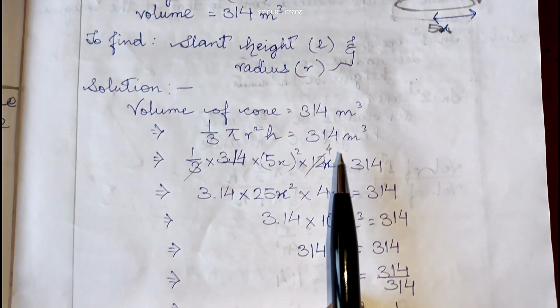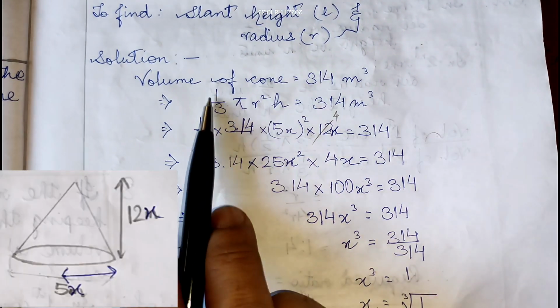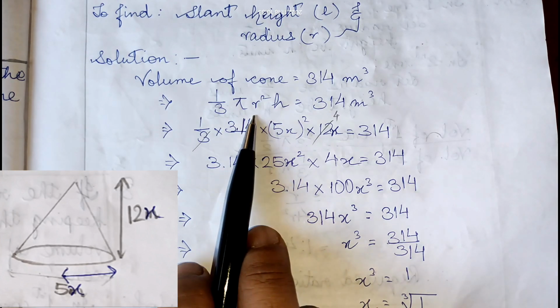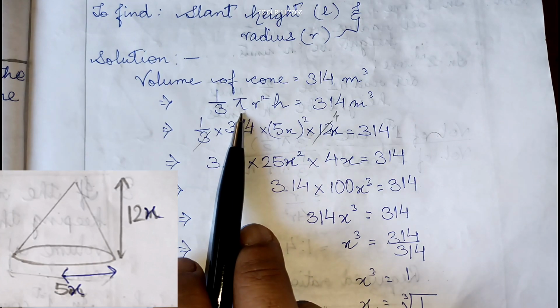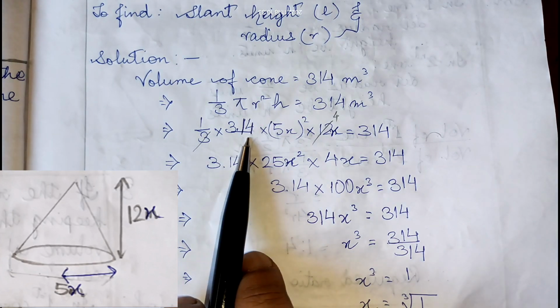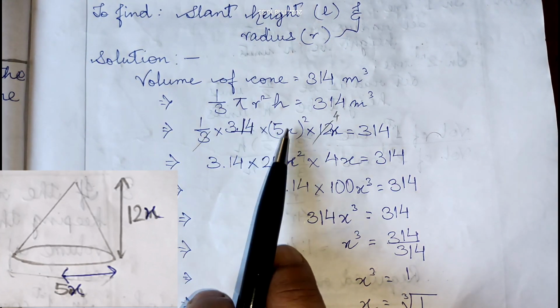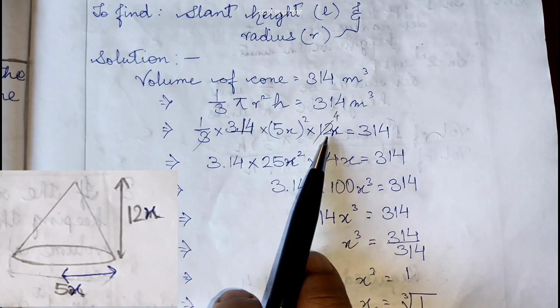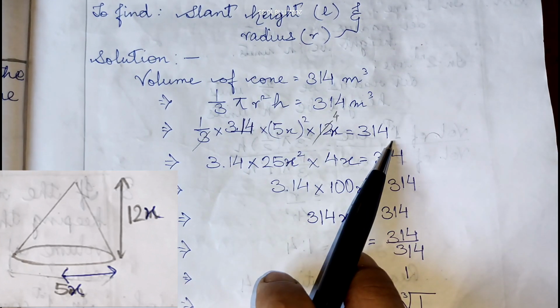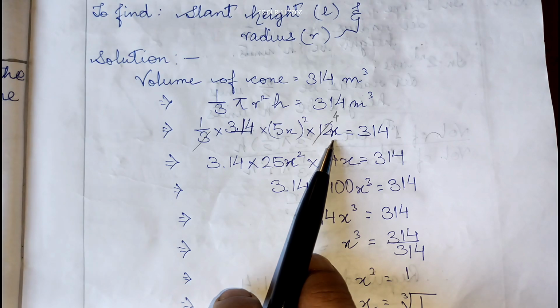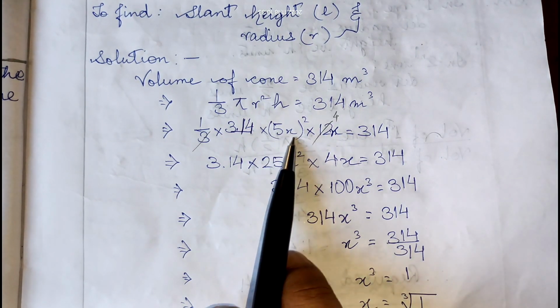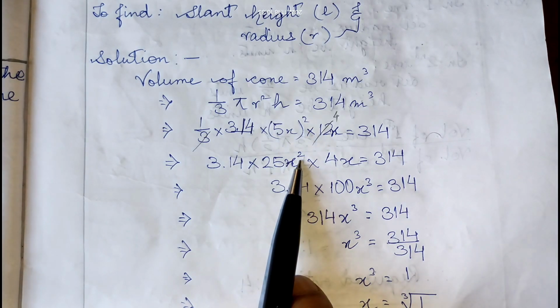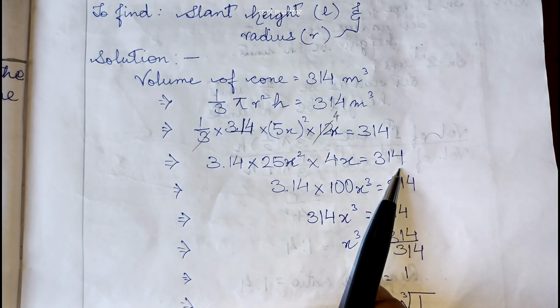Now volume of the cone is 314 meter cube. It is 1/3 πr²h is 314. So 1/3, and in the question it is given π is 3.14, into r² is (5x)², into height 12x, equal to 314. This 3 and 12 can be cancelled, it will be 4. So 3.14 into (5x)² will be 25x², into 4x is 314.